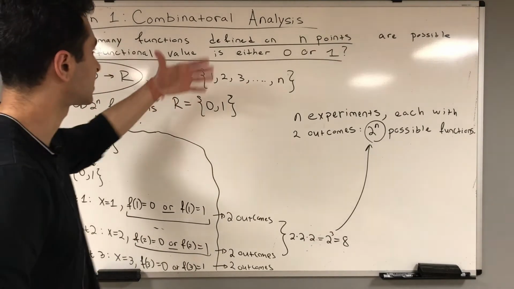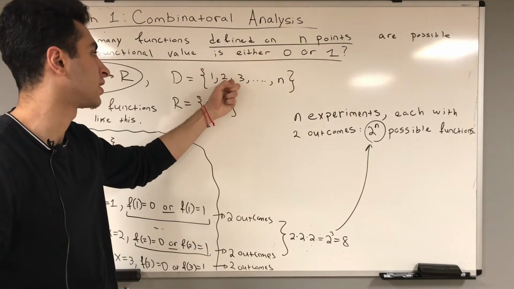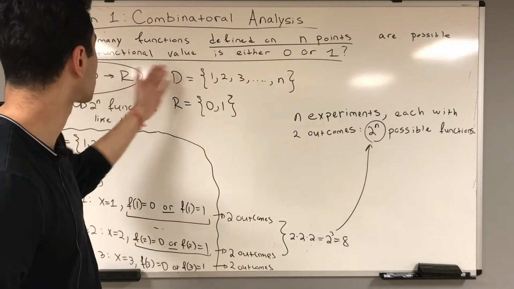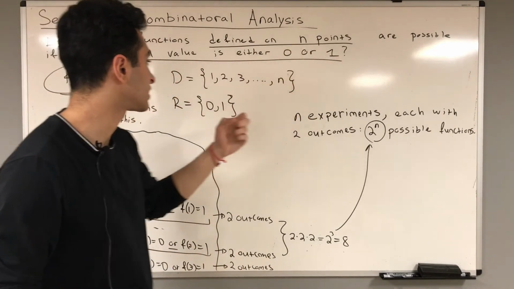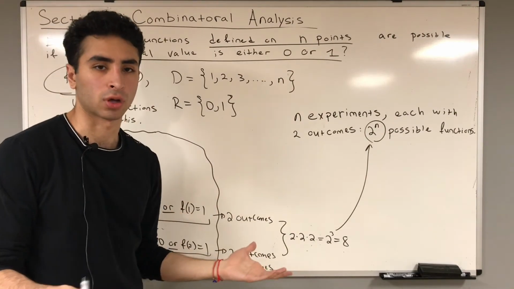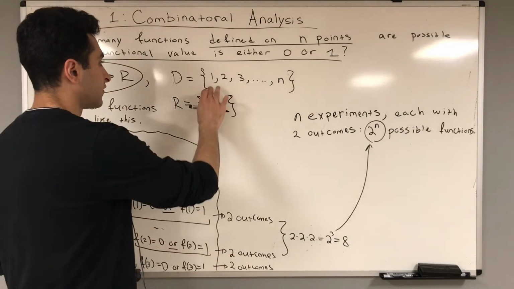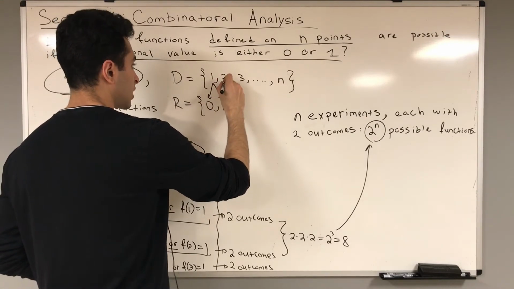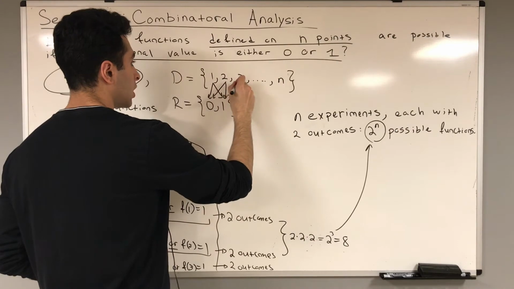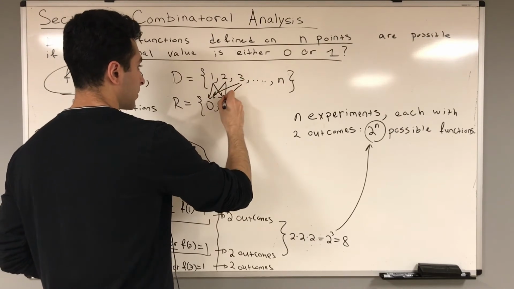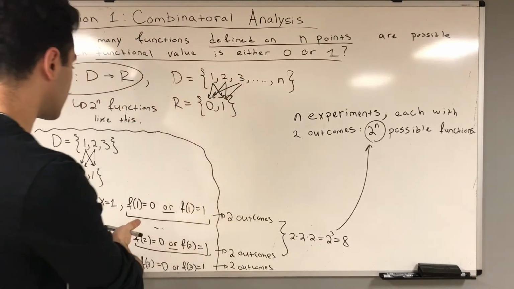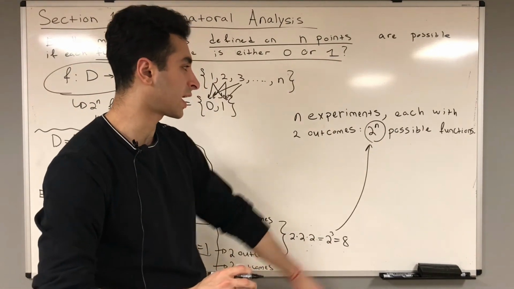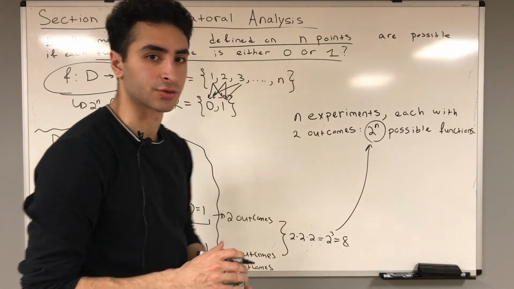So remember, when a function is defined on endpoints, that just means it's defined on this domain that has endpoints. And when a functional value is either 0 or 1, that means its range has the values 0 and 1. And each of these values, right, 1 can map to 0 or map to 1. 2 can map to 0 or can map to 1. 3 can map to 0 or 3 can map to 1. Remember, that's basically what we did here in the smaller version. This is just on a bigger scale, but as long as you can do this and bring it up here, that's all there is to it.